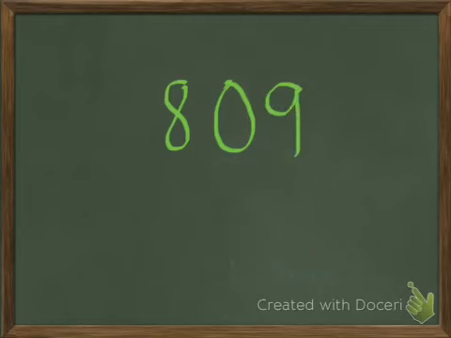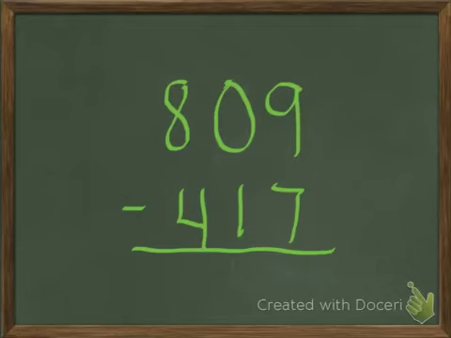We're ready to go on to another problem. This time, I'd like you to copy this problem down. 809 minus 417. Now press pause and solve the problem on your own.